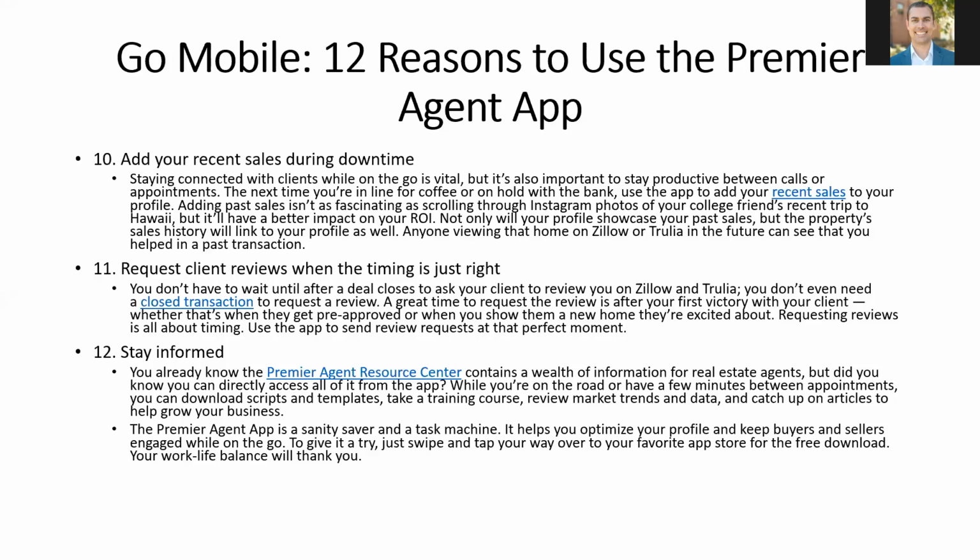Number 10, add your recent sales during your downtime. Again, outside of the reviews, the sales are super important. So every time that you have a sale, whether it's buy side or listing side, go in on your app, and it takes just a few minutes. All you do is record the date that you closed it and the sales price. A lot of times now, Zillow will already have that information. So if they already have it, all you're doing is confirming it.